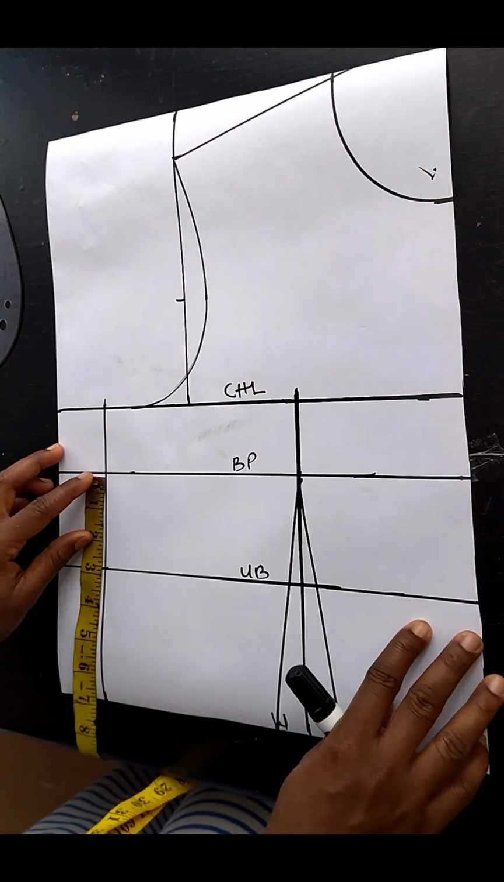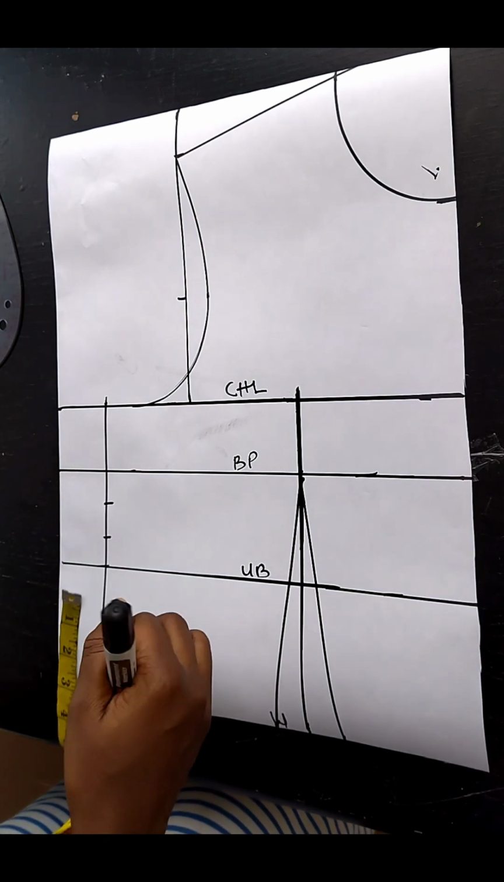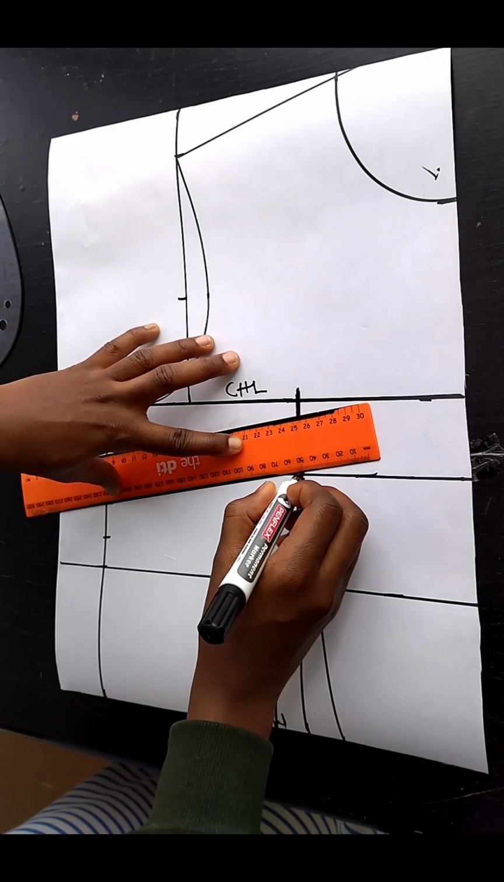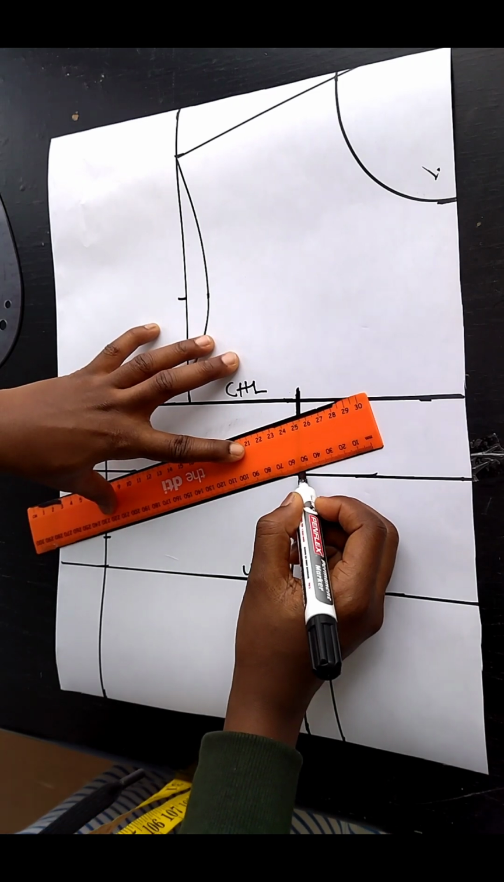Now we can introduce our bust dart. I'll be using 2 inches for the bust dart for this pattern. So I'll mark my 2 inches, then I'll connect it to the bust point, just like I'm doing now.